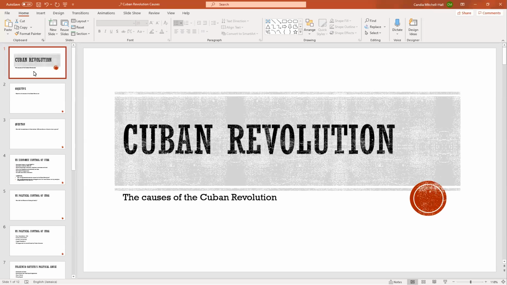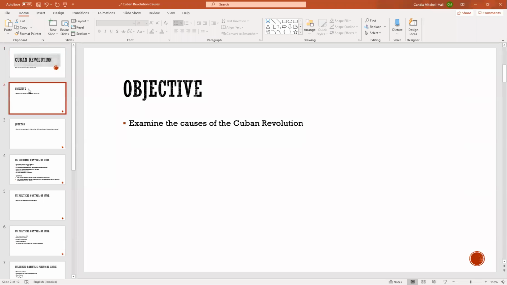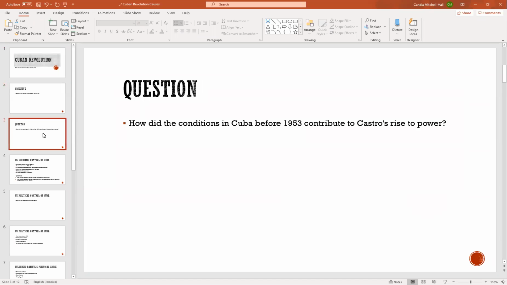Today we are going to continue to look at the United States in the Caribbean. Before we went off, we started to look at Cuba. We looked at the dictatorship in Cuba, military rule in Cuba. Now we're going to look at the causes of the Cuban Revolution. And there are several different causes for the Cuban Revolution, right?